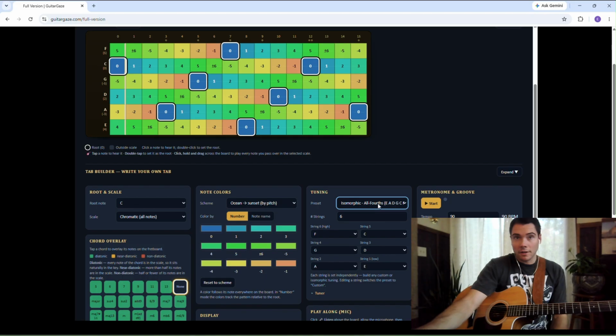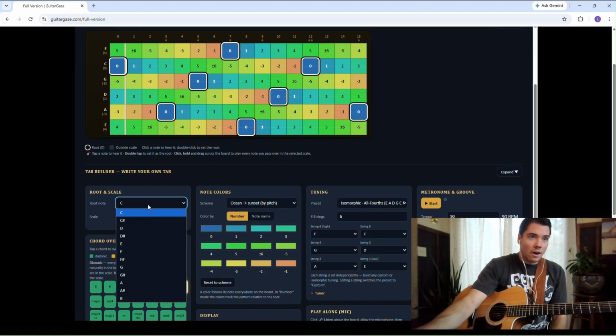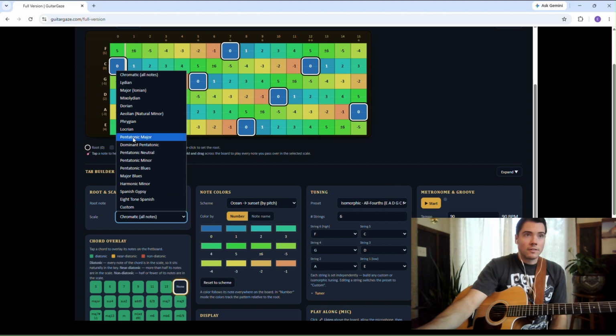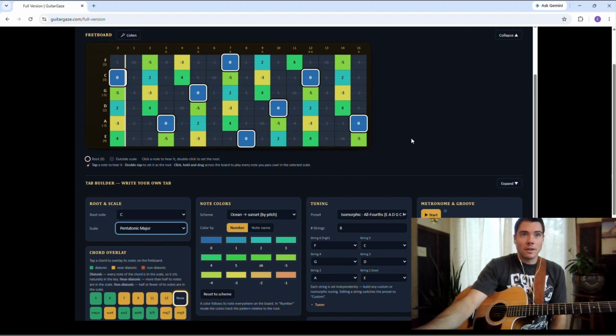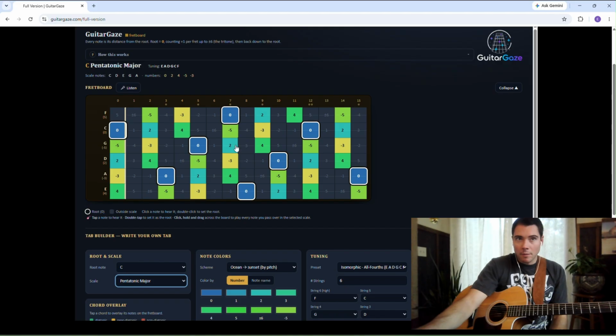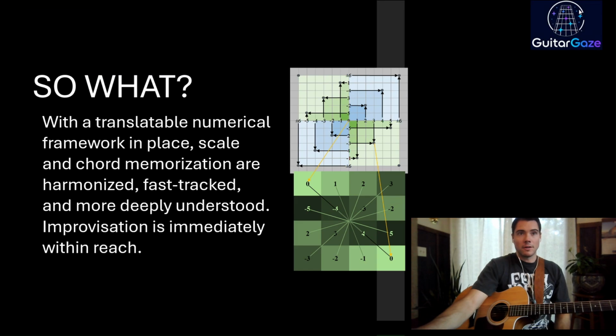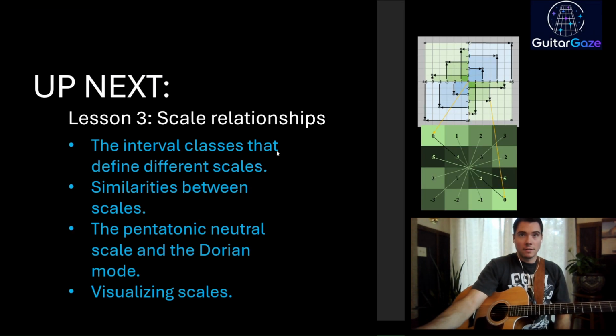I would recommend going to isomorphic tuning since that's what this lesson's based on, and practicing around with that, toggling different root notes and toggling different scales if you want to do the pentatonic major scale, and just thinking about all of those different things within those symmetrical structures on the guitar and how you can accelerate your learning process in this manner. So that is the so what.